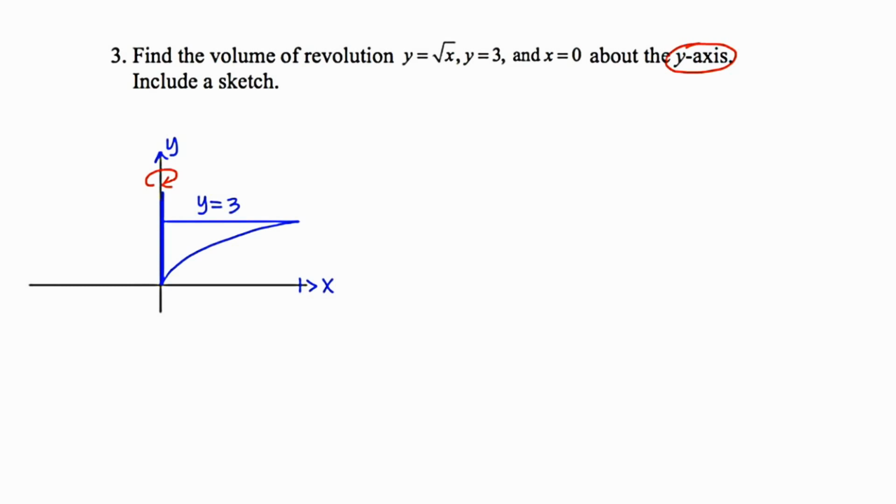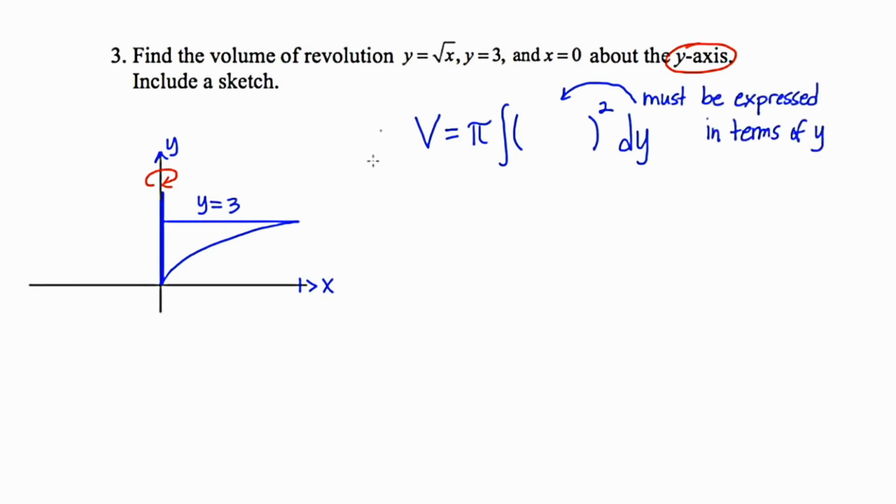Let's start by writing the formula down, and this will help us get a sense of what we know and what we need to find. Now, we discussed in the last video that if your axis of rotation is vertical, then it's going to be a dy problem. And what that means is everything inside here, our radius, has to be expressed in terms of y. It also means that our limits of integration have to be in terms of y as well. So this is going to be our low y, and this is going to be our high y.